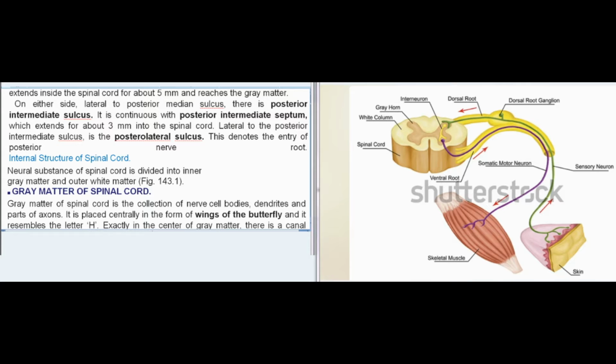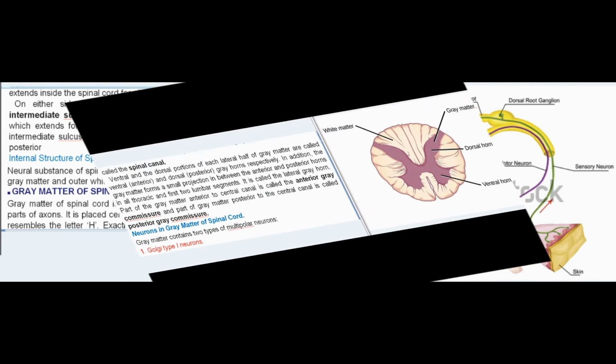Internal structure of spinal cord. Neural substance of spinal cord is divided into inner gray matter and outer white matter, Fig 143.1. Gray matter of spinal cord. Gray matter of spinal cord is the collection of nerve cell bodies, dendrites, and parts of axons. It is placed centrally in the form of wings of the butterfly and it resembles the letter H. Exactly in the center of gray matter, there is a canal called the central canal.